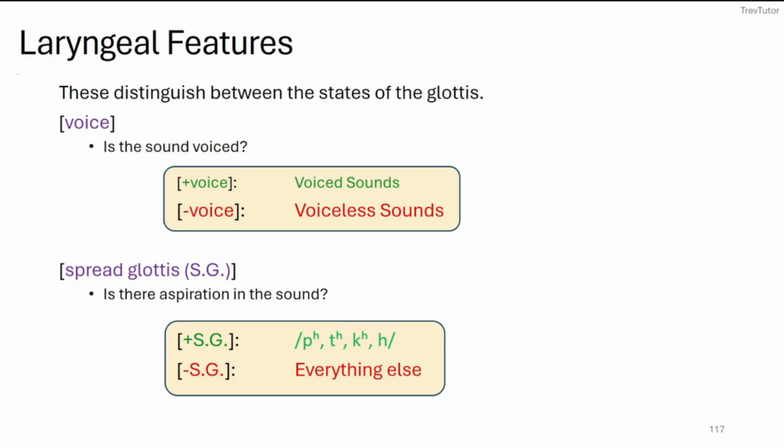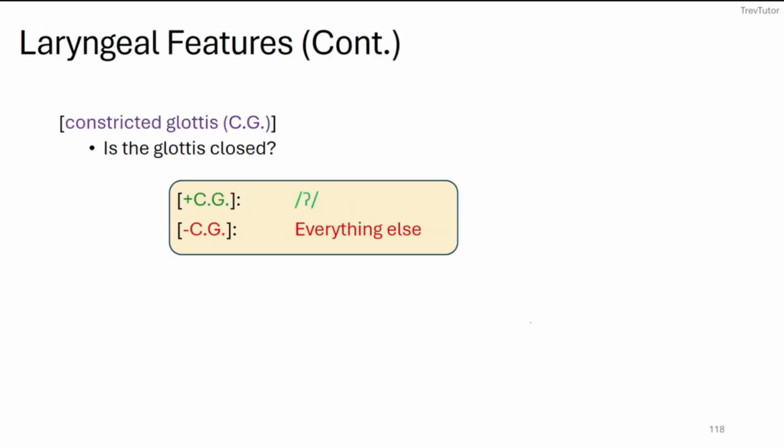Now, spread glottis is asking whether or not there's aspiration. So when you take a look at aspirated P, T, and K that occur at the beginning of stressed syllables, those are plus spread glottis, and also the H, because if we're making a fricative, our vocal folds are going to be open as air comes out of it. Every other sound is going to be minus spread glottis, so you can really just learn the ones that are plus spread glottis, and everything else will be minus.